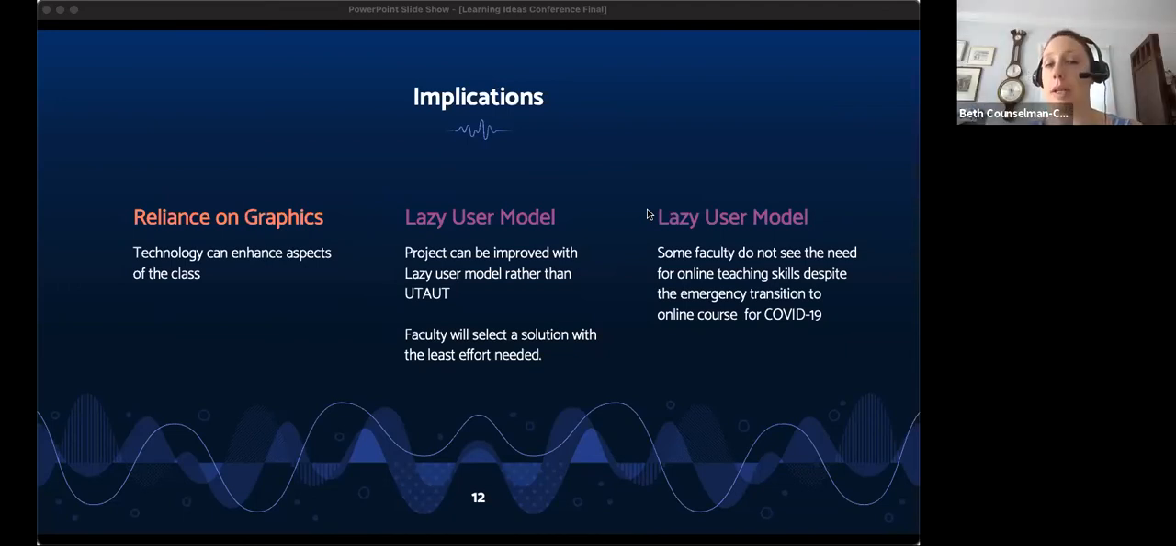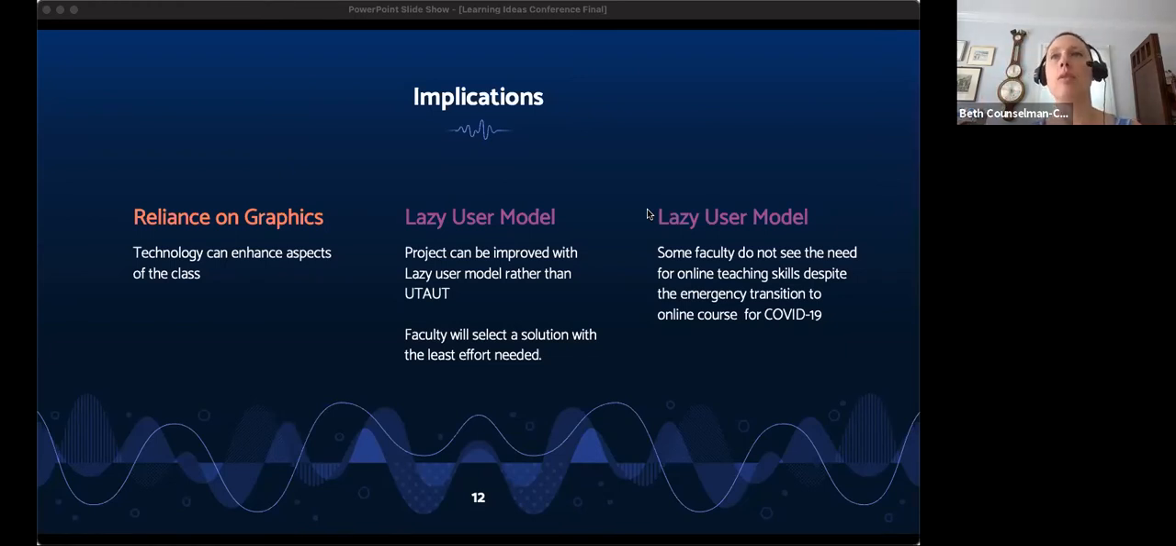I'm going to jump in and talk about the lazy user model, and then Jemel's going to talk a little bit about technology, graphics, and all aspects of the course. But what we found in our study is we really used the wrong framework. Particularly for faculty who have multiple demands, the lazy user model, which is a questionable name for a framework, was a much better fit.